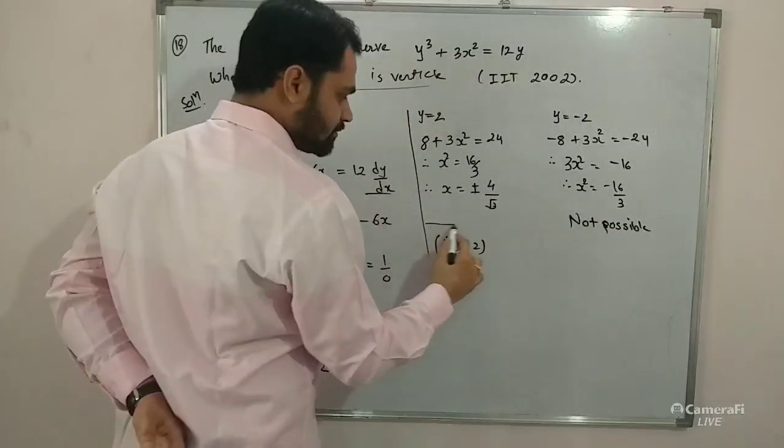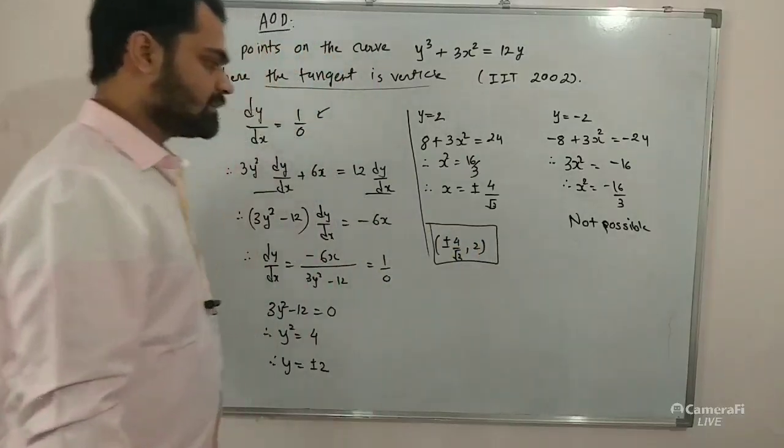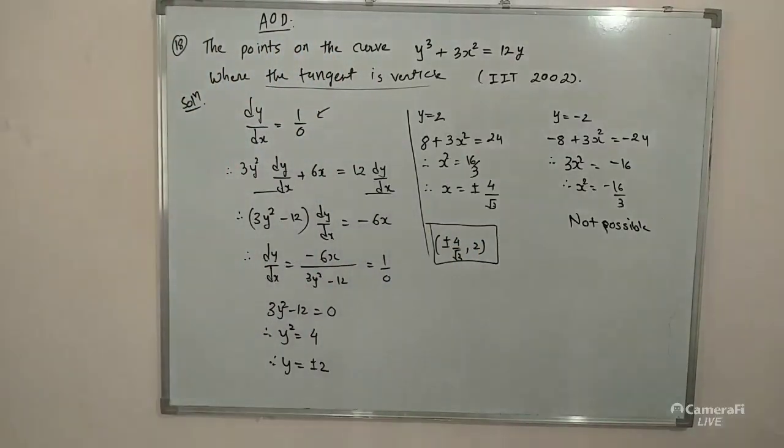So our answer for this question is plus or minus 4 by root 3 comma 2. These are the 2 points where the tangents are vertical, right? Okay, take a screenshot of this.